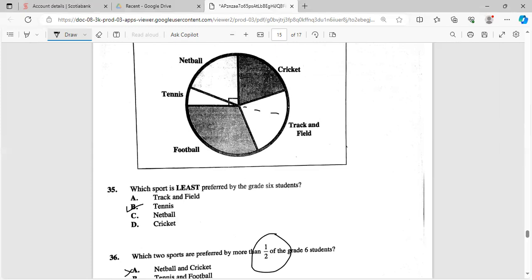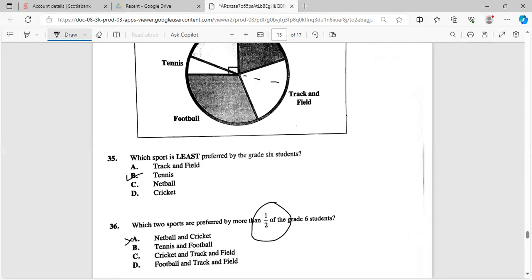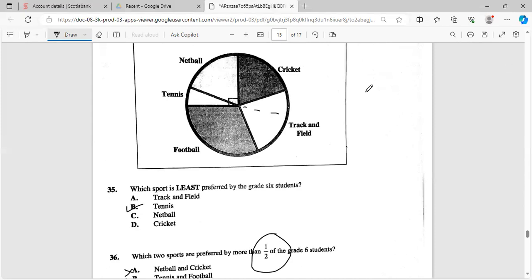Alright, let's look at the next one now. Tennis and football. No. See there? Tennis and football may not reach half. Still have to come out here. Alright, good. Cricket and track and field. So cricket is up there, so hold on. Cricket, track and field, no sir. See, this is all it takes. Alright, you have to include netball too. So you can eliminate that.